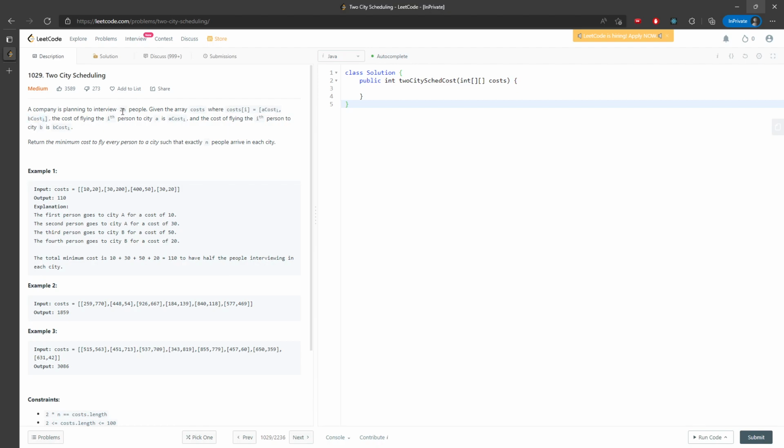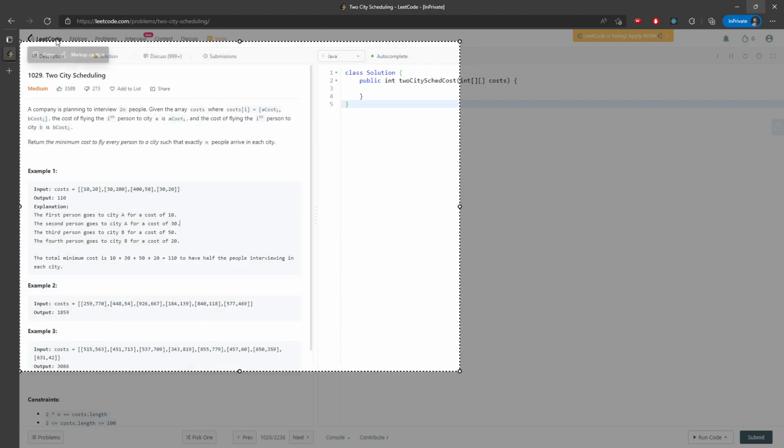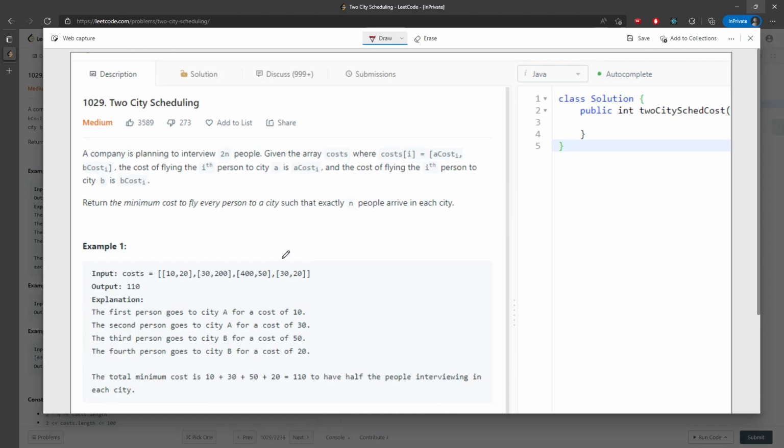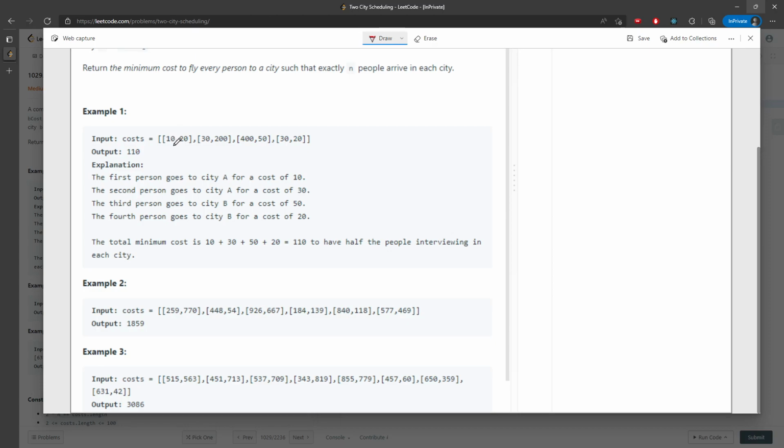So you have to pick N people using the A cost, and the other N people using the B cost. In this example, it's pretty straightforward. I'm going to draw the diagram. For the first person, I'm going to use this one, 10. For the second person, I'm going to use the first cost as well. And for the third person, I'm going to use the second one, second index. Which means I use 2 people for the A cost, 2 people for the B cost.